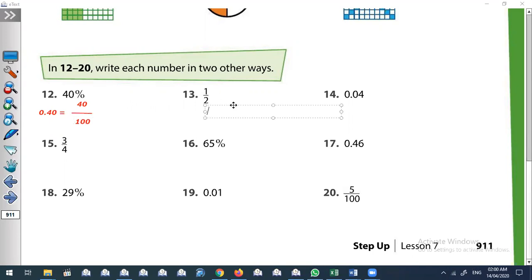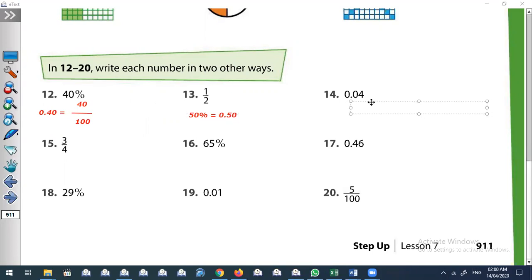Suppose it's a percent. Half. Who can change half into percent? Yes, 50%. Excellent. What about the fraction? It's already a fraction. I need decimal. Decimal, it will be like that, 0.50.